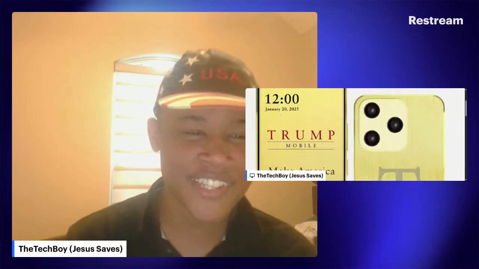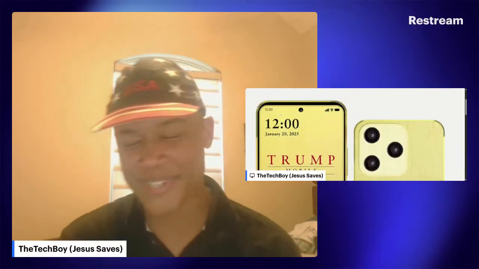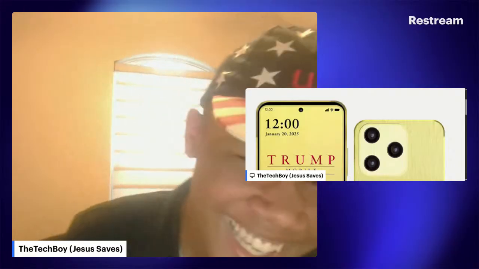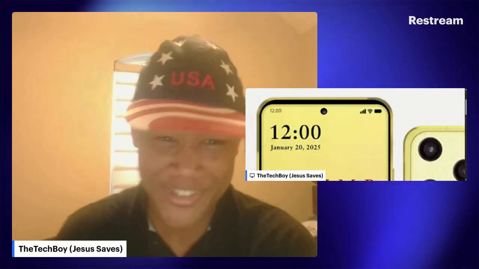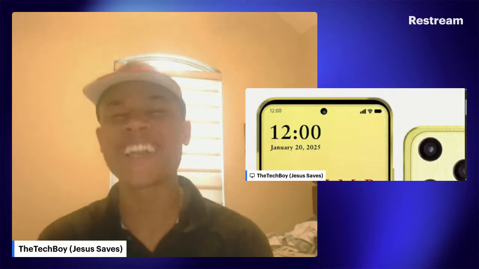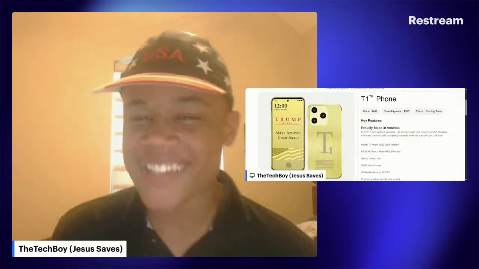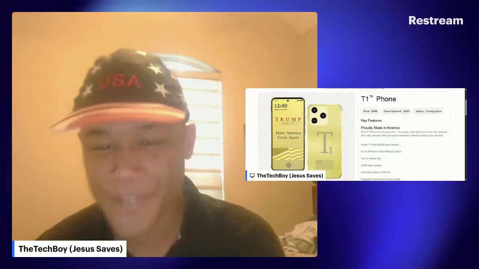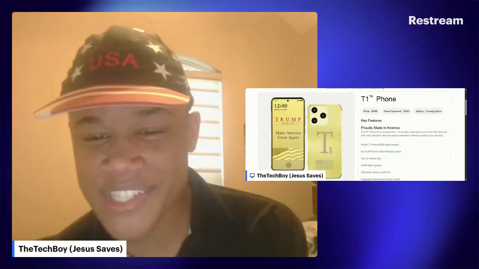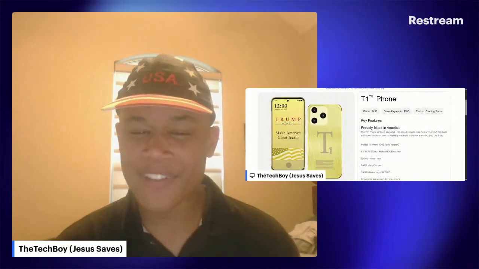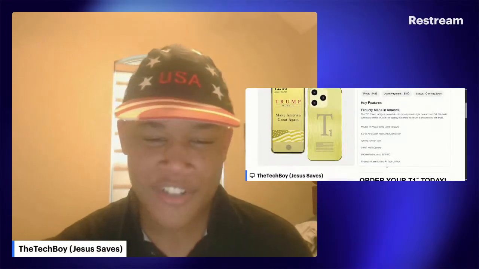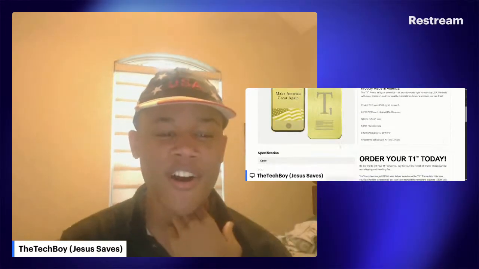I do like the attention to detail on 12 o'clock, January 20th, 2025. But why is this so low resolution? My gosh, can you not avoid Photoshop? Okay, so let's look at the specs of the T1 phone. This is a 6.8-inch screen, 100... 50 megapixel main camera and a 5,000 milliamp hour battery, fingerprint sensor, and AI face unlock.